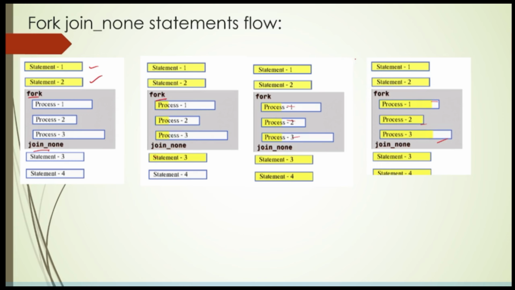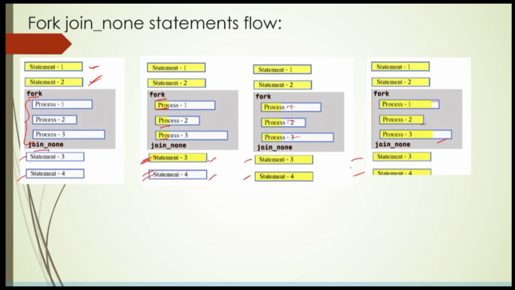Right, now coming to fork join none. From the name itself it says everything will be done parallelly. Here, after statements 1 and 2 are executed, the processes inside the block and also the statements outside the block will be executed parallelly. This process 1, 2, 3 will be executed, and parallelly along with that, the statements that were mentioned outside the fork join none also will be executed.